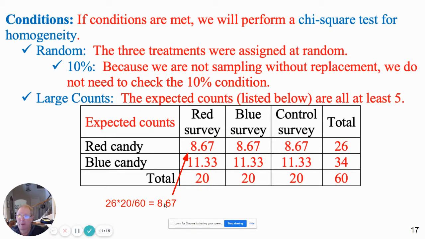Oh, we need to talk about the other conditions. Random: the 3 treatments were randomly assigned. 10%: because we are not sampling without replacement, we do not need to check the 10% condition. Remember, this is an experiment. And the large counts, well, we now see from this table that all of the expected counts are at least 5.